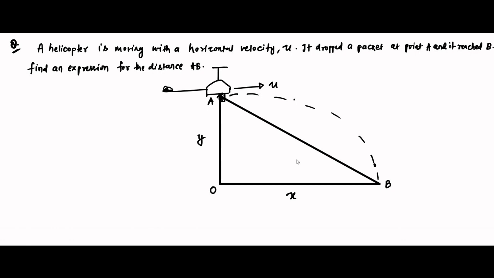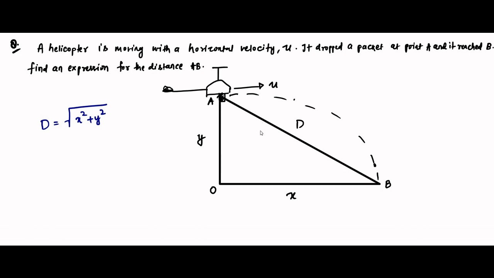So we solved a similar kind of question, but here there is no inclination angle given. So we have to use the equations of motion again and find an expression for this distance AB. Let's name it D. As you can see, we can apply Pythagoras theorem. D is simply root over of x square plus y square. Now our objective is to find expressions for x and y.